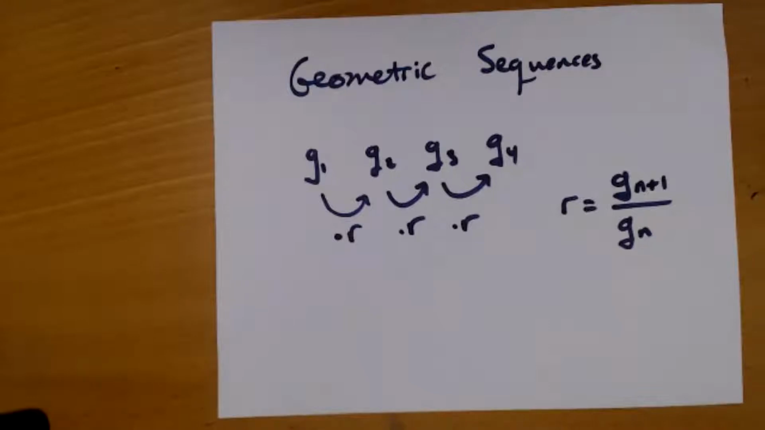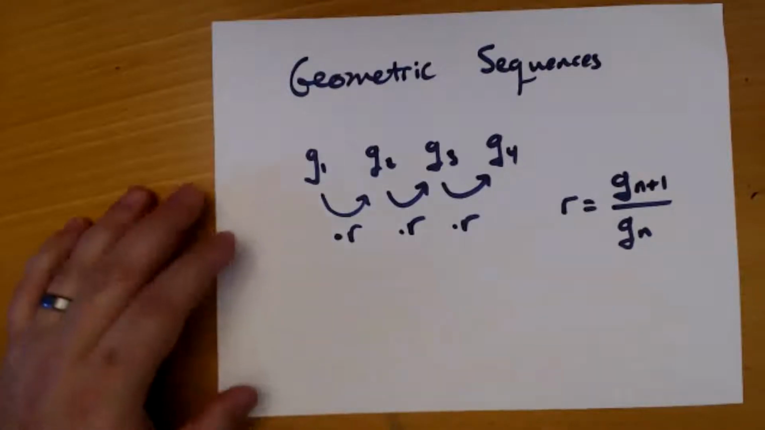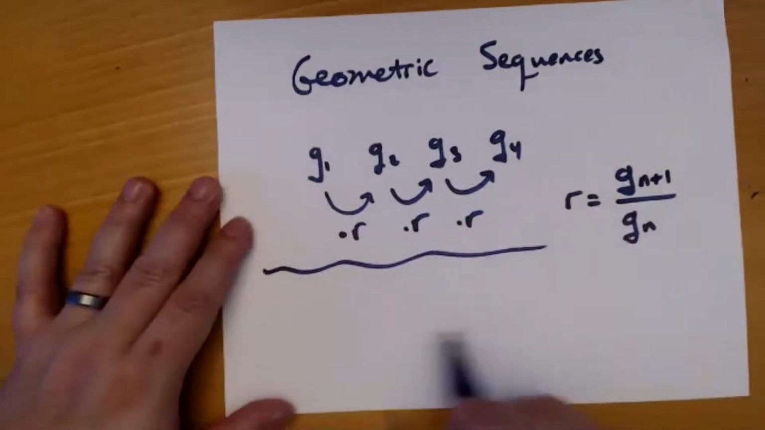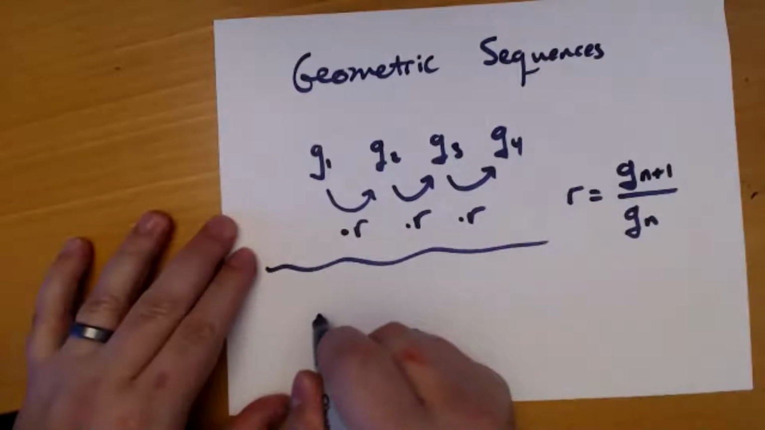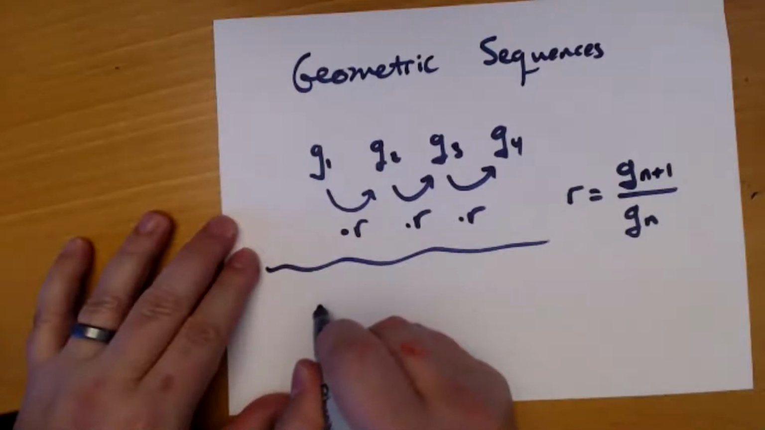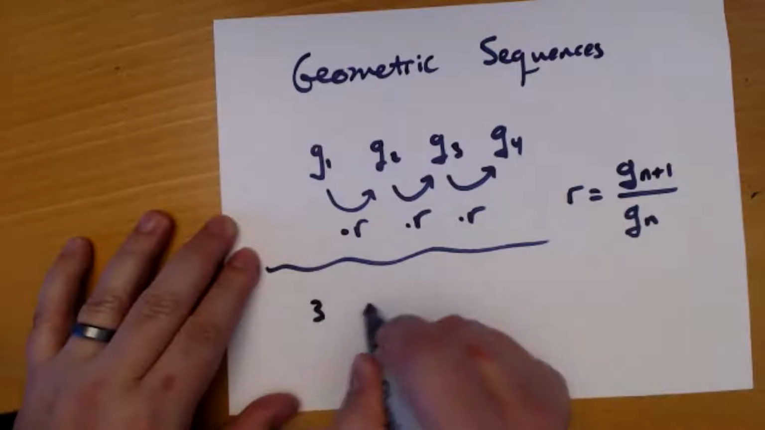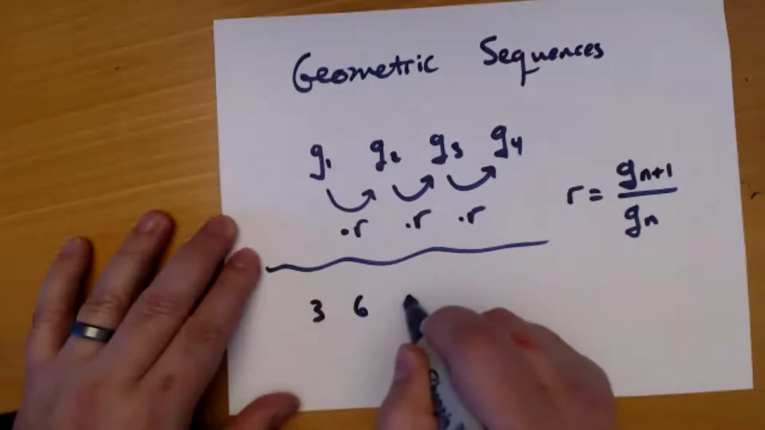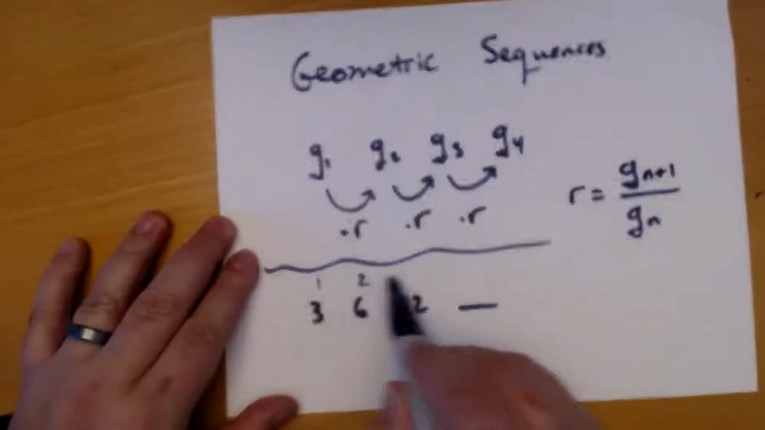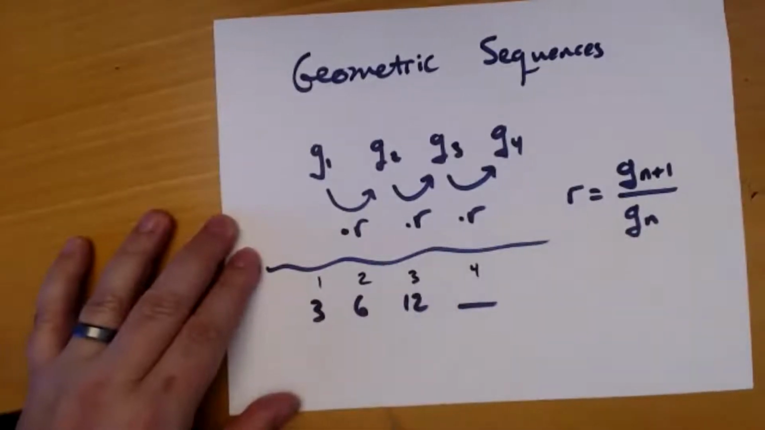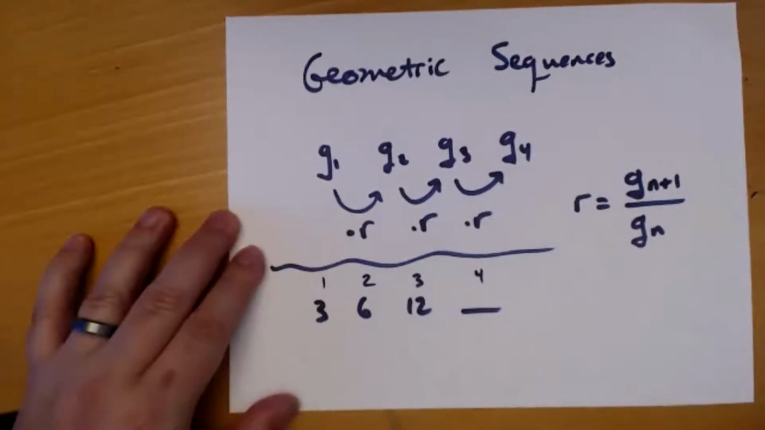Okay, so let's kind of build this up a little bit. Let's take, for example, an easy one here. Let's take 3 and then 6 and then 12. What's my next term? 24. How'd you get it? Multiplied by 2. How did you know to multiply by 2? 6 divided by 3.